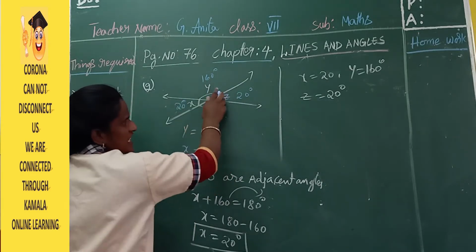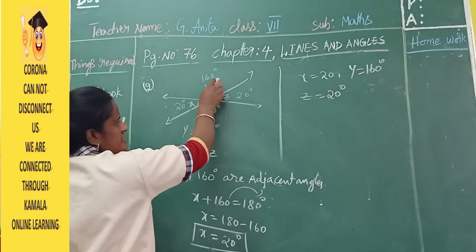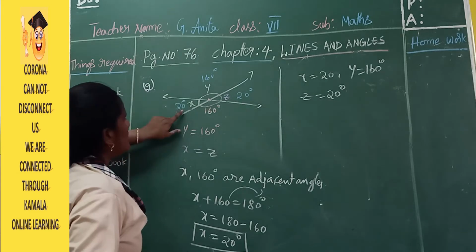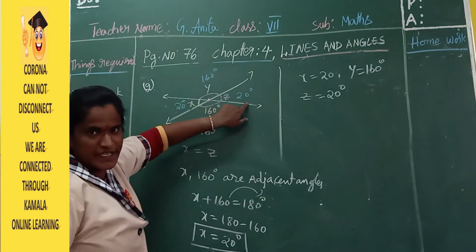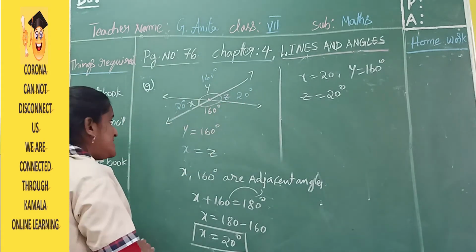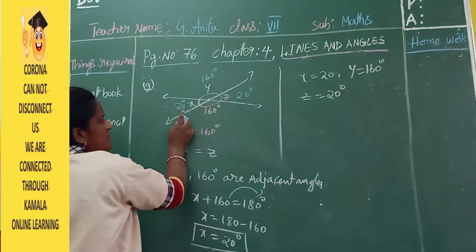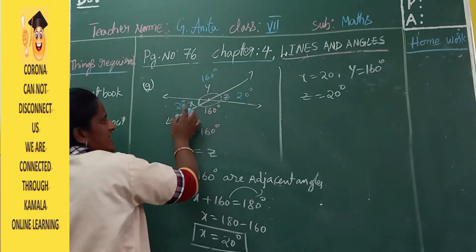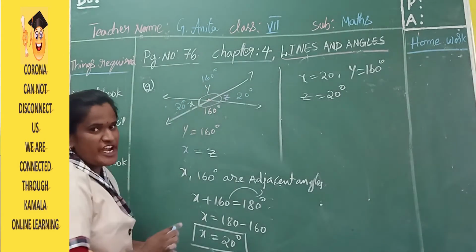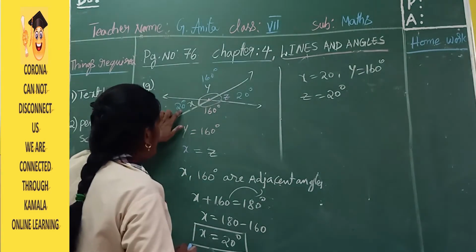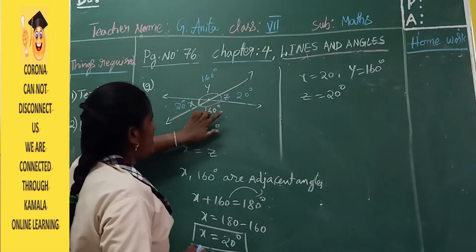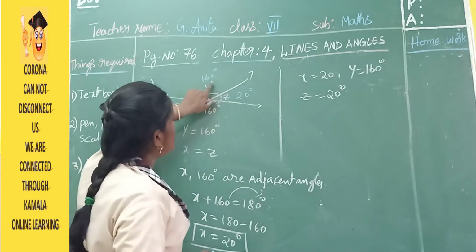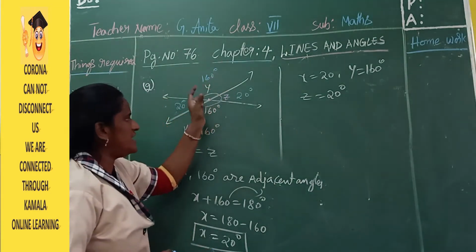Yes, vertically opposite angles are equal. 160 is equal to 160, and 20 degrees is equal to 20 degrees. Next, are adjacent angles formed or not? 160 plus 20, observe these two angles: x plus y is equal to 180. Yes, 160 plus 20 is 180 degrees. Here also 20 plus 160 is 180 degrees. Yes, it is formed.